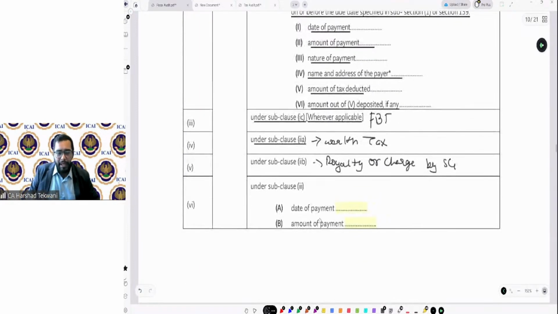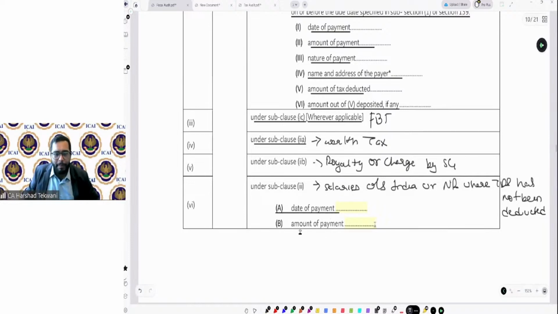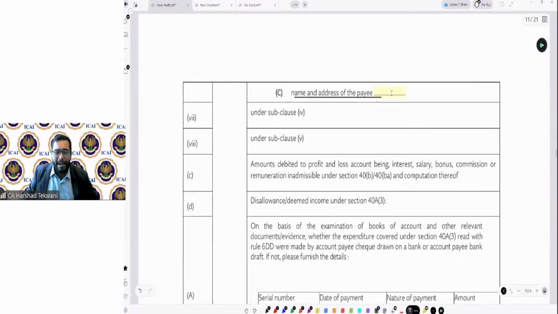Then 3. What does 3 talk about? Any payment chargeable under the head of salaries, if it is payable outside India or to a non-resident, and again TDS has not been deducted. Salaries outside India or to a non-resident where TDS has not been deducted. For that, you need to provide the details of date of payment, amount of payment, name and address of the payee.